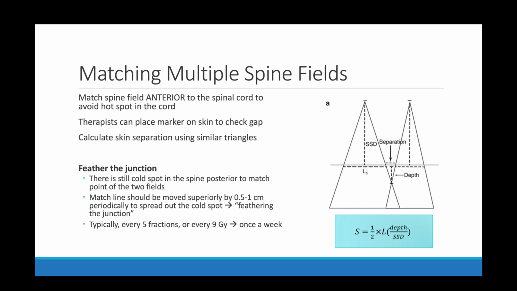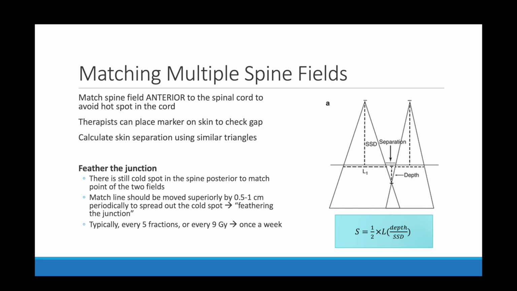And then going back to that concept of feathering the junction, as we talked about and explained earlier, we're going to have a hot spot in the vertebral body and then a cold spot in the spine that's just posterior to that match point of the two fields. So we typically try to move the match line every 5 treatments or so, so typically once a week, and we move it by about 0.5 centimeter to 1 centimeter max to spread out where that cold spot happens, also where that hot spot happens, and get a more homogeneous distribution.